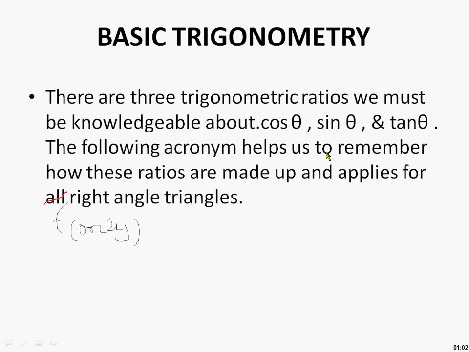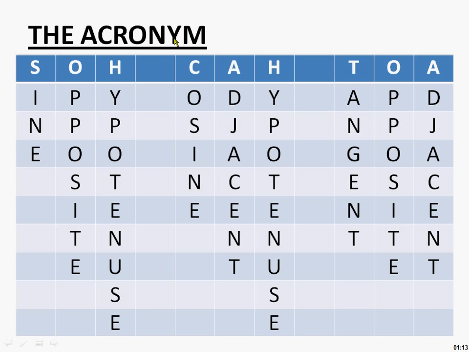The following acronym helps us to remember how these ratios are made up and applies for all right-angled triangles and only right-angled triangles. The acronym that we will remember is SOHCAHTOA, which means that sine is opposite over hypotenuse, cosine is adjacent over hypotenuse, and tangent is opposite over adjacent.